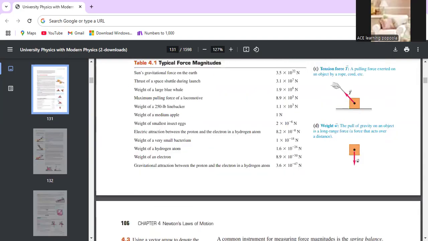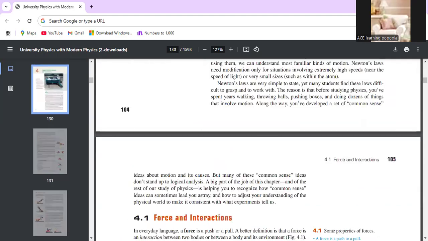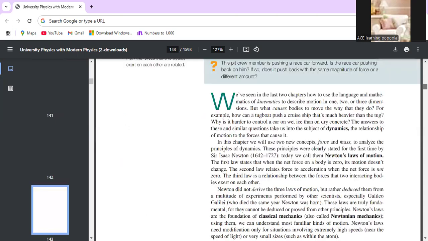So the question says, or the evaluation says, so my computer decides to hang, freeze.